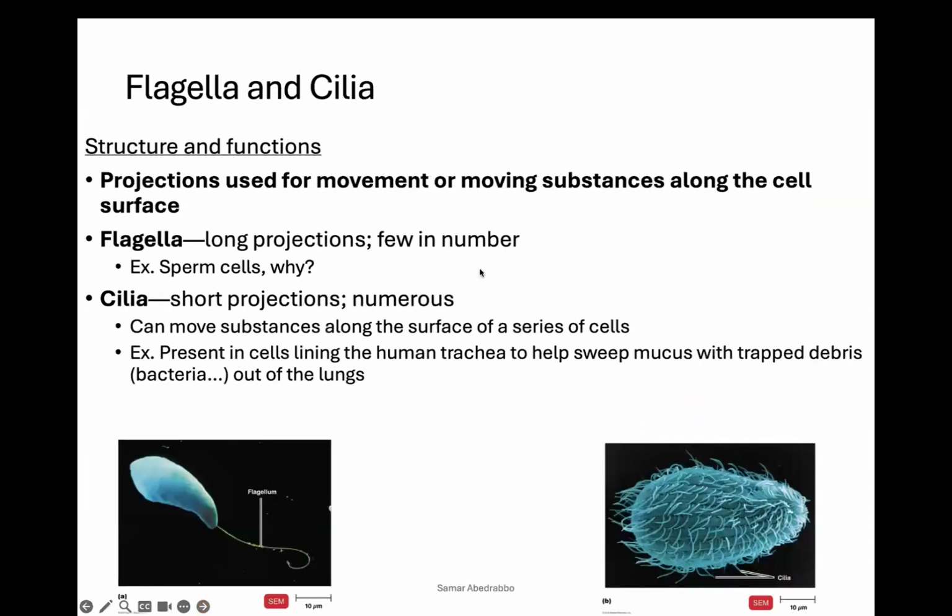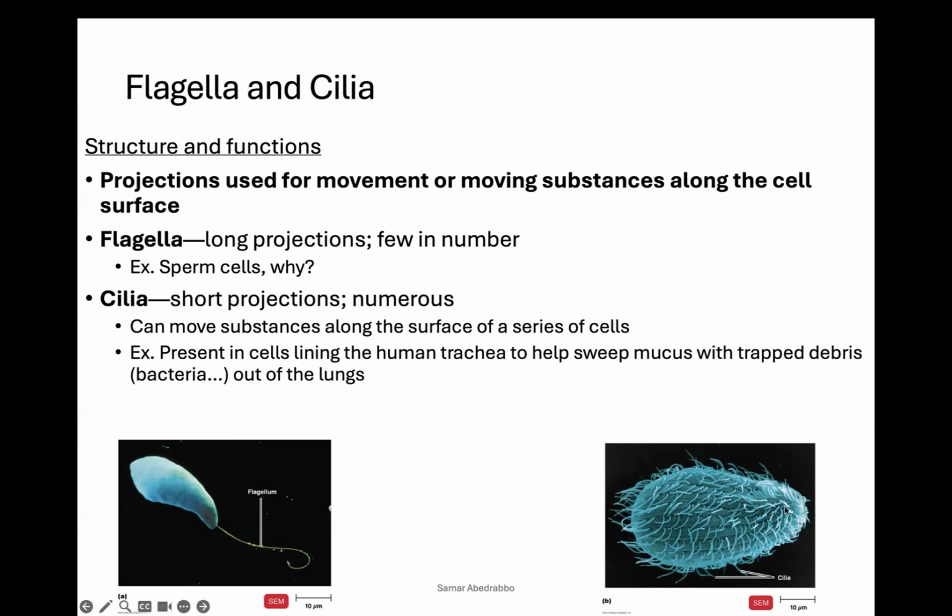Next is flagella and cilia. Eukaryotic cells may have projections called flagella or cilia, and these are used for movement or moving substances. So they're projections from the cell. Flagella are long extensions from the cell that help the cell with motility. For example, sperm cells are an example cell type that have flagella, and sperm cells need to move to fertilize an egg. Not all cells have flagella, but if they do, it's for motility.